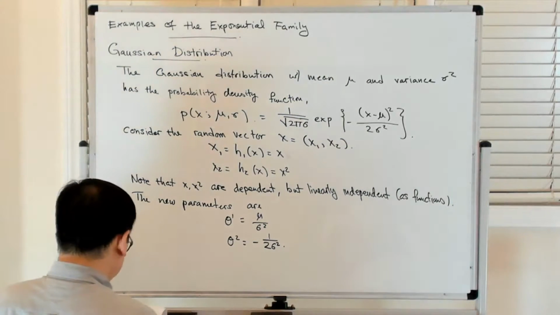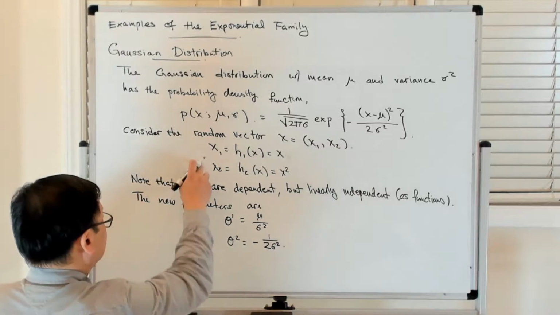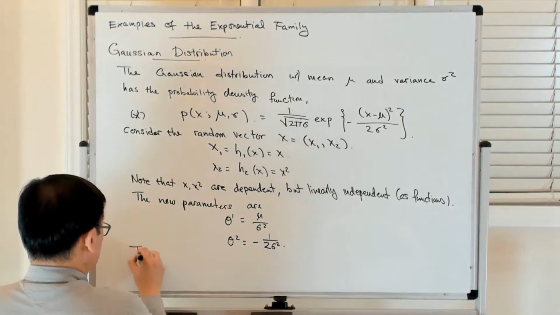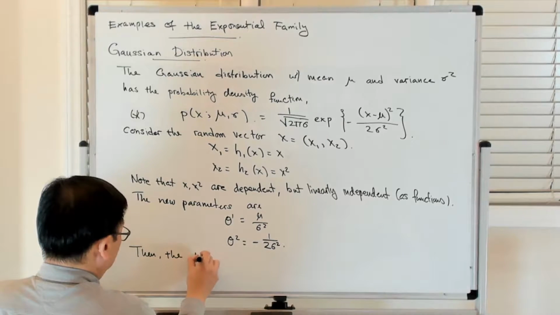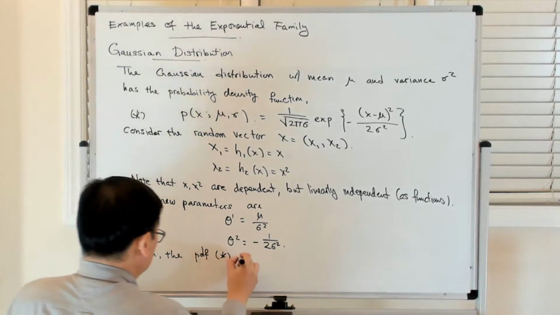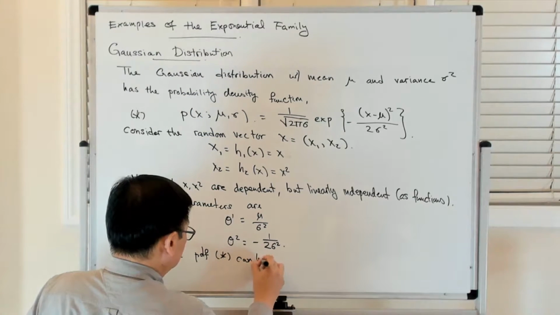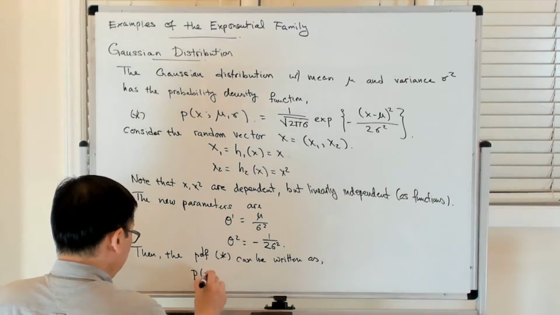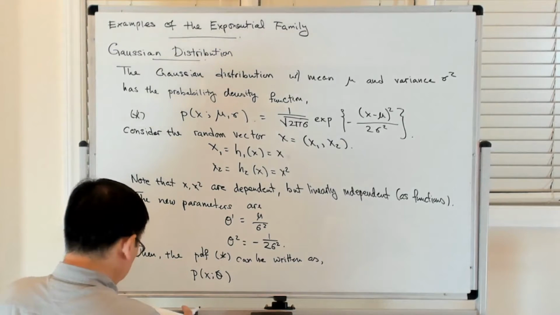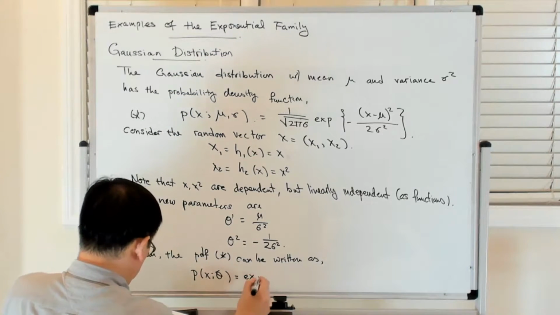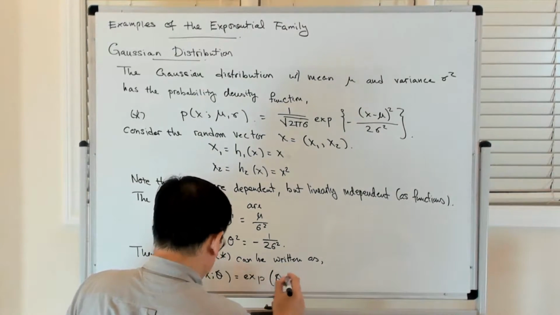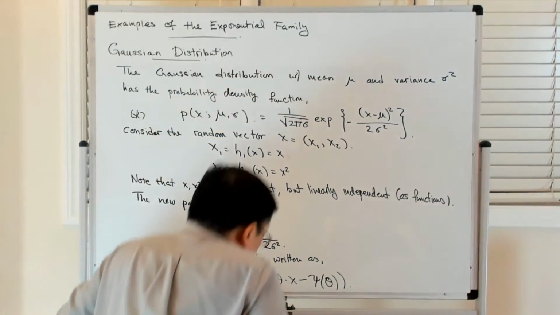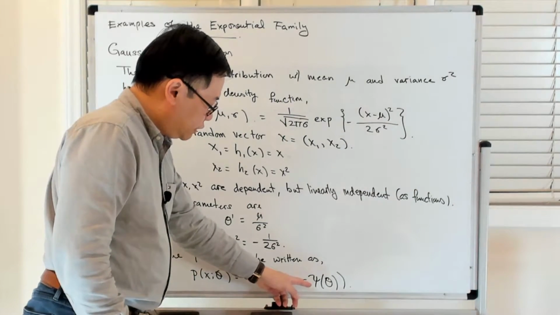The reason to choose these things that way is that then this probability density function, the PDF star, can be written as P of x theta is the exponential of theta dot x minus some normalization factor which depends on theta.